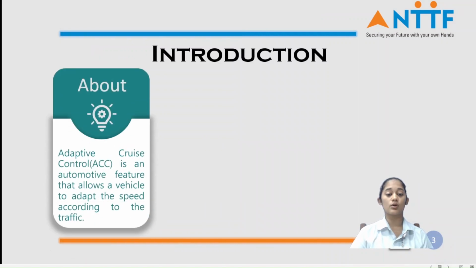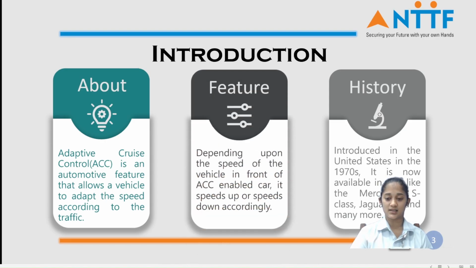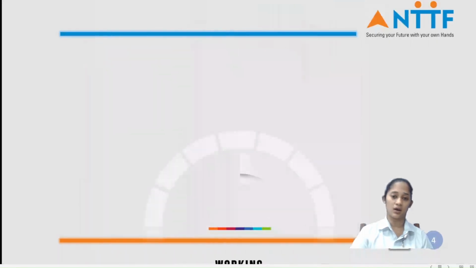So the very first part is the introduction. Adaptive cruise control is an automotive feature that allows a vehicle to adapt its speed according to the traffic. Second part is the history: it was introduced in the United States in the 1970s. It is now available in cars like the Mercedes S-Class and Jaguar. Its features depend upon the speed of the vehicle in front of the ACC-enabled car, and it speeds up or slows down accordingly.